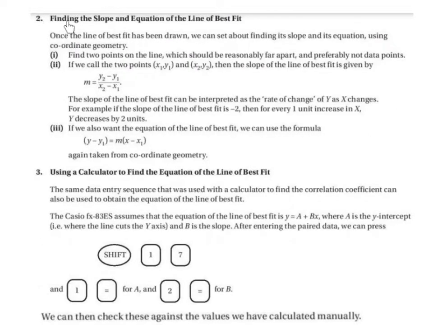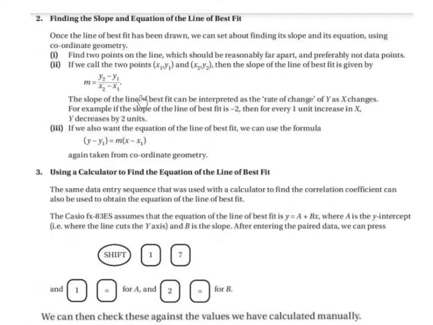Part 2. Finding the slope and equation of the line of best fit. Once the line of best fit has been drawn, we can set about finding its slope and its equation using coordinate geometry. Part 1. Find 2 points on the line which should be reasonably far apart and preferably not data points. Part 2. If we call the 2 points (x1, y1) and (x2, y2), then the slope of the line of best fit is given by m equals (y2 minus y1) divided by (x2 minus x1).